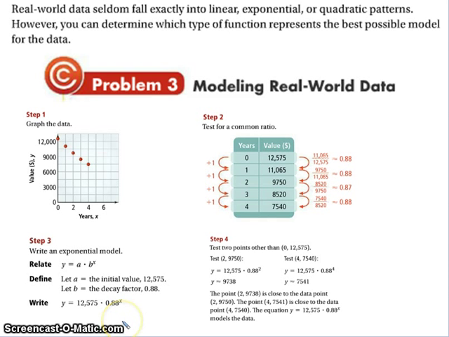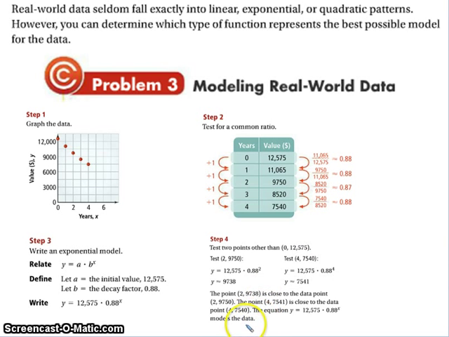And what we do is we just check two other points. Take two of the points that we know, 2, 9750 and 4, 7540, and plug them in and see if what we get is close to the correct answer. So I plug in the 2 for x, and what I get is 9,738. Well, we should have gotten 9,750. It's pretty close. When we plug in 4, we get 7,541. Well, we should have gotten 7,540. So those are pretty close answers.